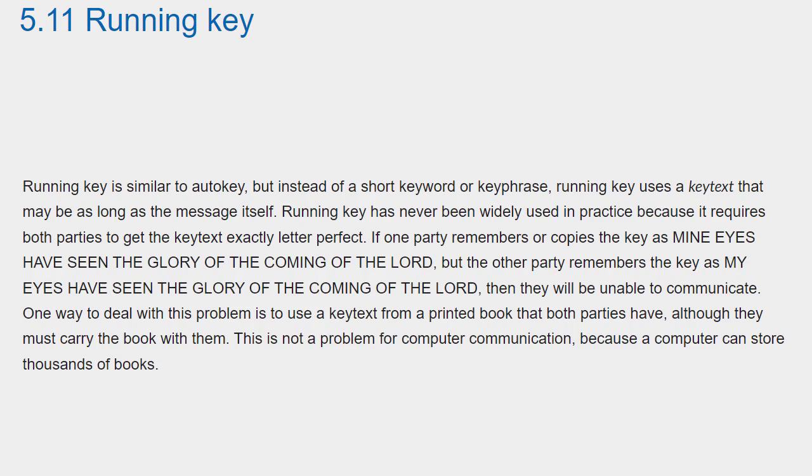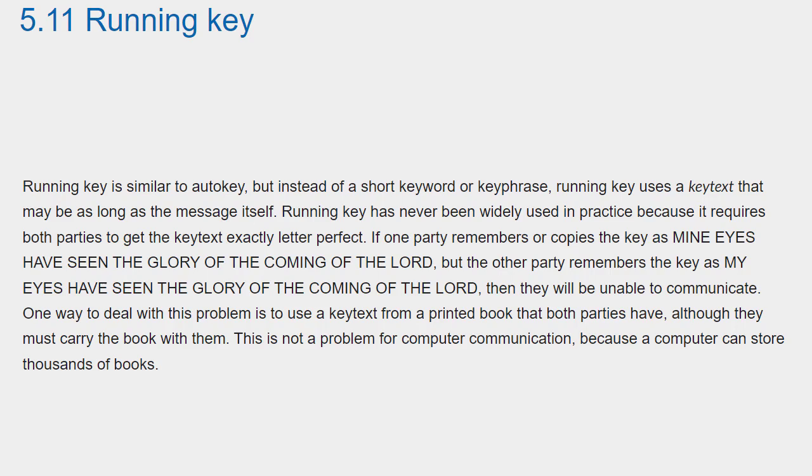Section 5.11 Running Key. Running key is similar to auto key, but instead of a short keyword or key phrase, running key uses a key text that may be as long as the message itself. Running key has never been widely used in practice because it requires both parties to get the key text exactly letter perfect. If one party remembers or copies the key as "Mine eyes have seen the glory of the coming of the Lord," but the other party remembers the key as "My eyes have seen the glory of the coming of the Lord," then they will be unable to communicate.